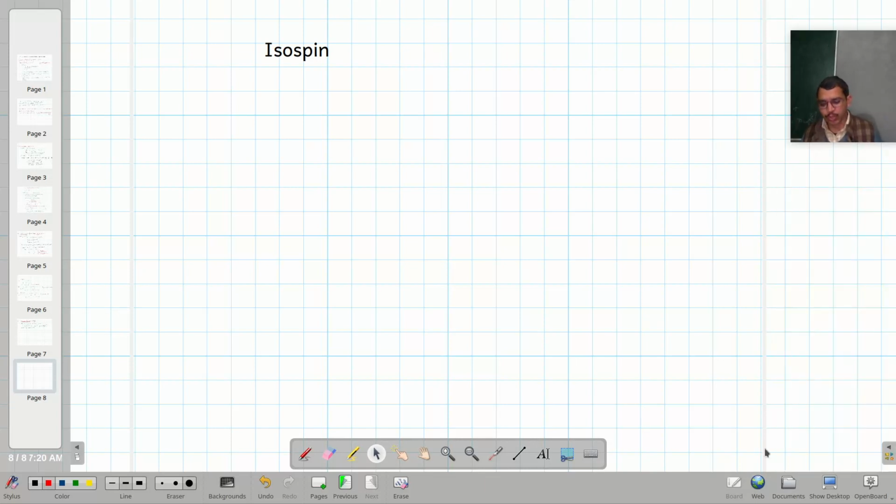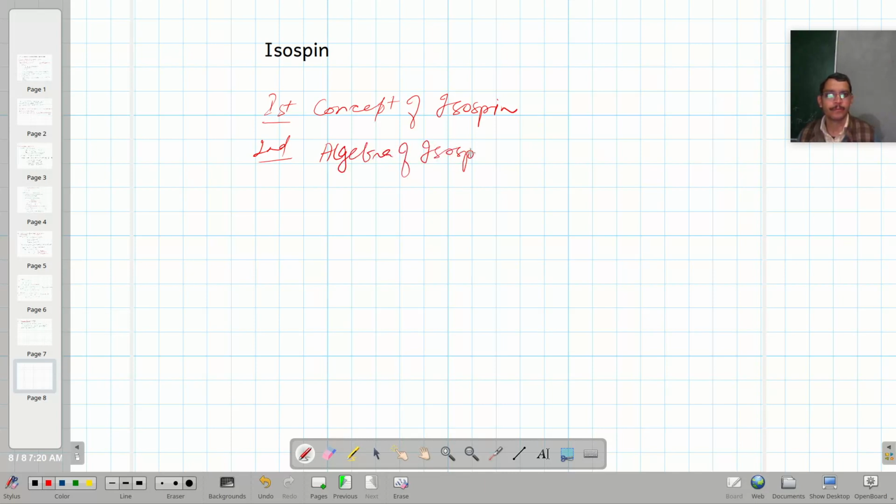So today I am going to talk about isospin. I divided this lecture into two parts. In the first part I will talk about the concept of isospin, sorry, not spin but isospin. And in the second part I will talk about the algebra of isospin. Right, these are the two parts which I will talk about in this lecture.